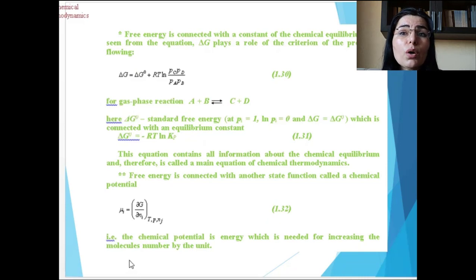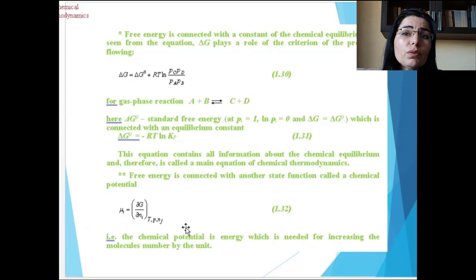Free energy is connected with a constant of chemical equilibrium. As seen from the equation, delta G plays a role of criterion of the processes following. For gas phase reaction, A plus B, and irreversible processes, C plus D. Here, delta G, standard free energy, at pressure P1 is equal to 1 and P0 is equal to 0, and delta G is equal to delta G0, which is connected with an equilibrium constant. Delta G is equal to this expression. This equation contains all information about the chemical equilibrium and therefore is called the main equation of chemical thermodynamics.